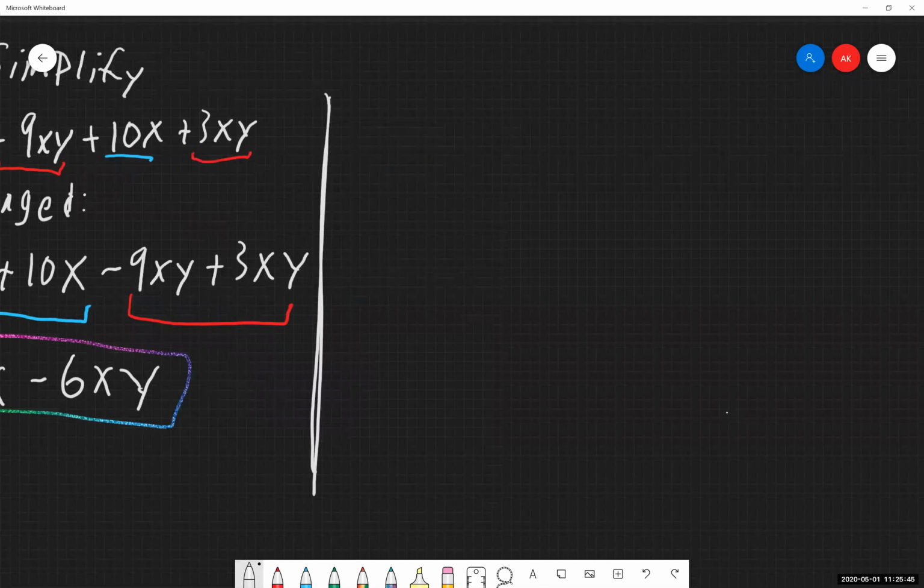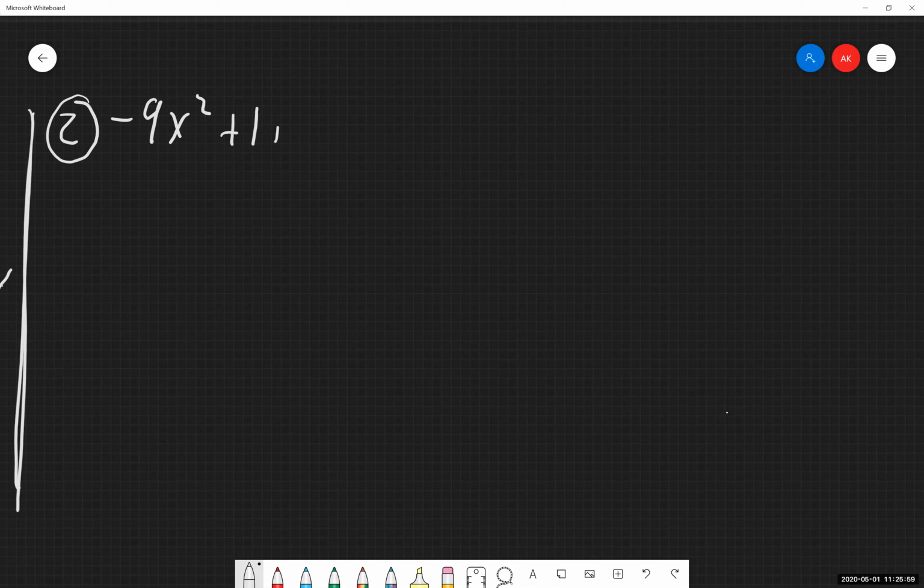So we'll take a look at our second example that we have here. So our second example that we have listed is negative 9x squared plus 14xy plus 7x squared minus 2xy.